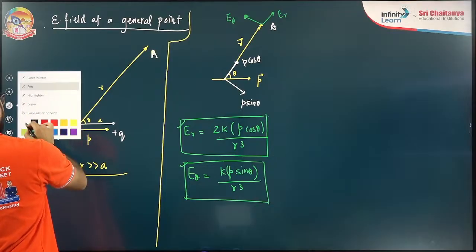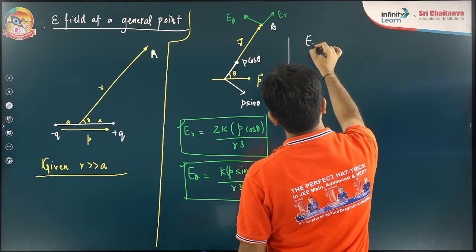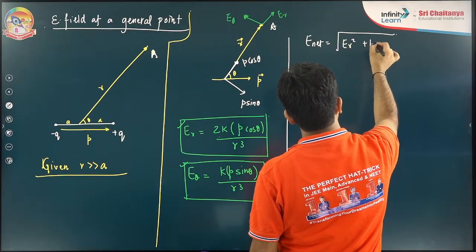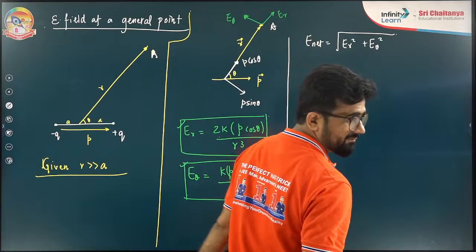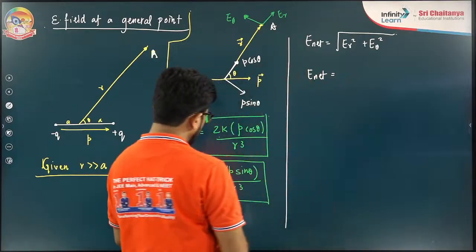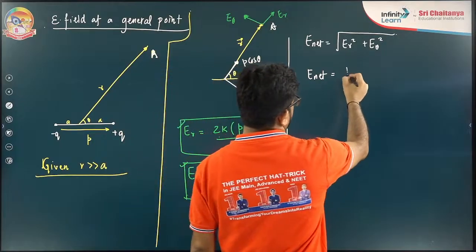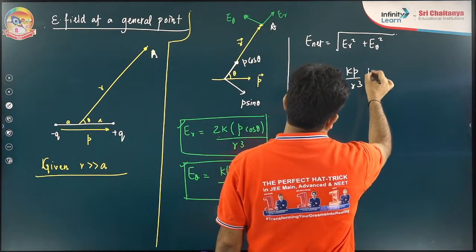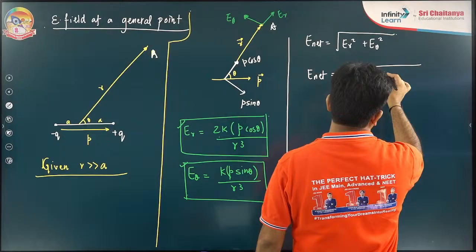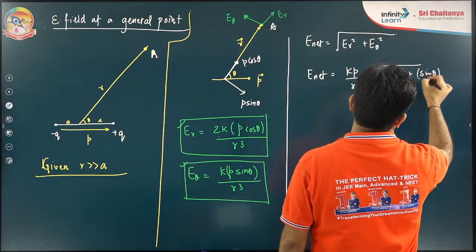Now using both fields you can calculate a very basic thing, that is E net. What is E net? E net is equal to root over ER square plus E theta square. Then you can find the net field also. That means E net is equal to under root, with Kp by R cube taken common. Under root, what is remaining? Here remaining is 2 cos theta whole square plus sin theta whole square.